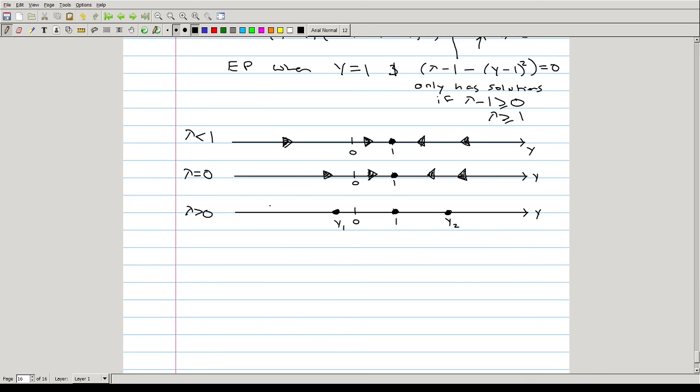And if you look at the value of f in each one of these regions, f is positive to the left of y1. It'll be negative to the right of y1, but less than 1. It'll be positive to the right of 1 and to the left of y2. And it'll be negative to the right of y2.